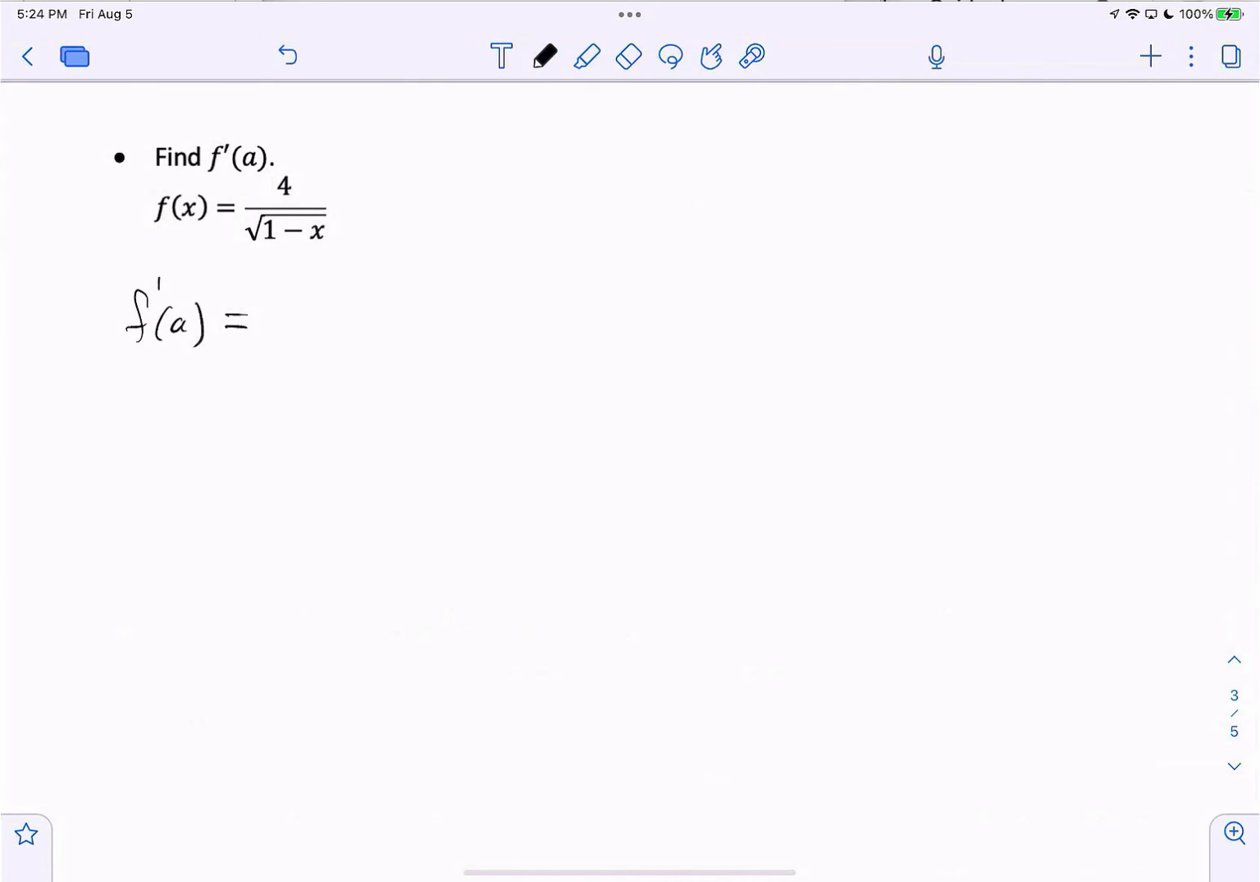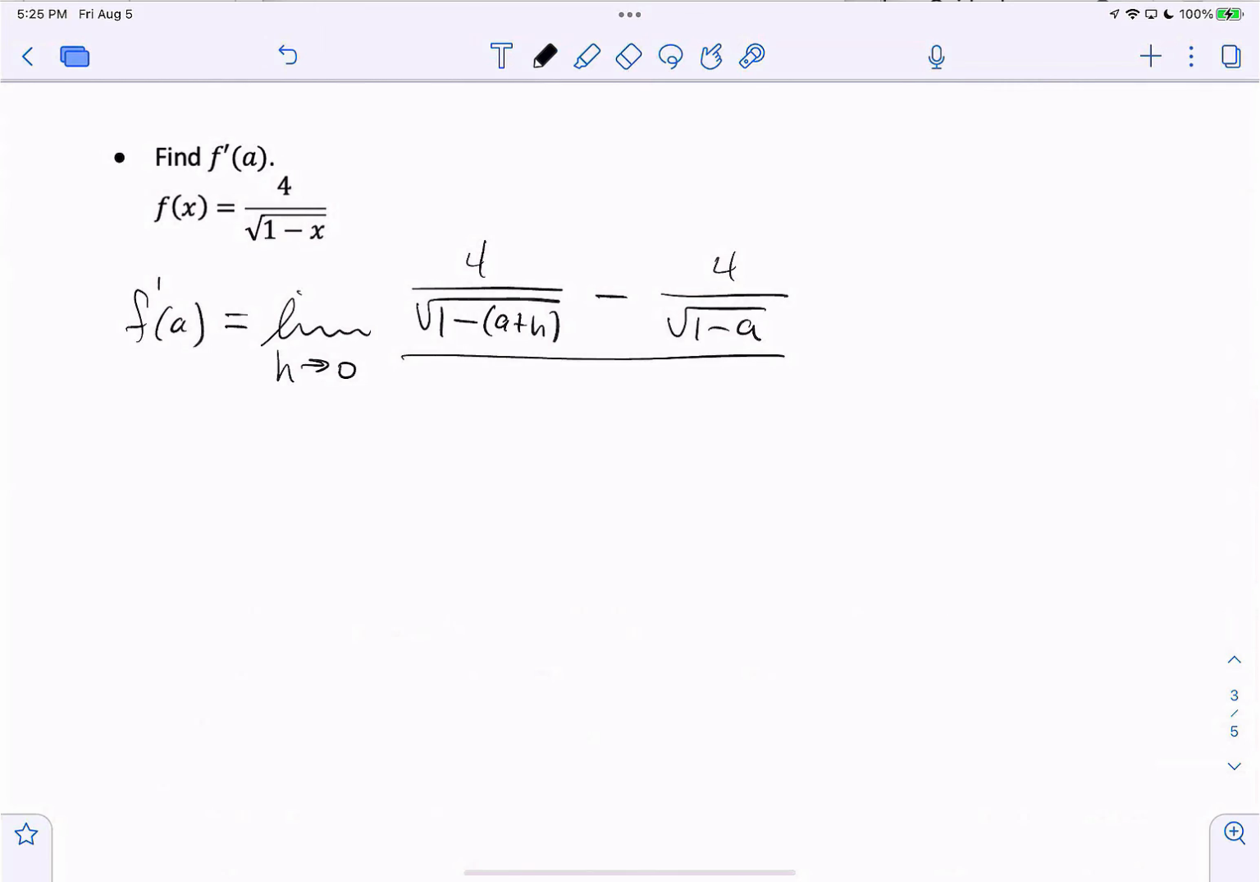but I'm going to use that f prime of a is equal to the limit as h approaches 0 of 4 over the square root of 1 minus the quantity of a plus h, minus f of a, which would be 4 over the square root of 1 minus a, all over h. Now remember, we want to be able to substitute 0 in place of h. I can't do that while there's an h in the denominator. I'm expecting that if I do the right things, the h will divide out.